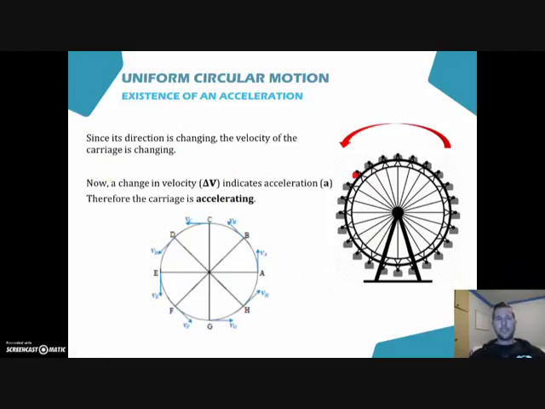Now, since it's changing direction though, the velocity of the carriage is changing. That is because velocity has two components, which are the magnitude and direction. So if one of them changes, then the velocity changes. So in our case, the direction is changing, meaning the velocity changes. Now, by the definition of acceleration, a change in velocity indicates acceleration. Therefore, the carriage is accelerating.